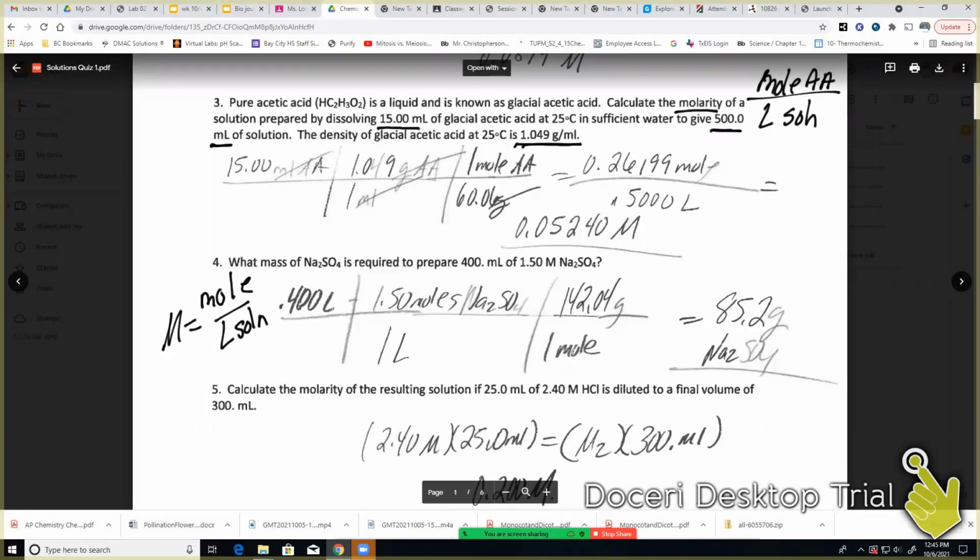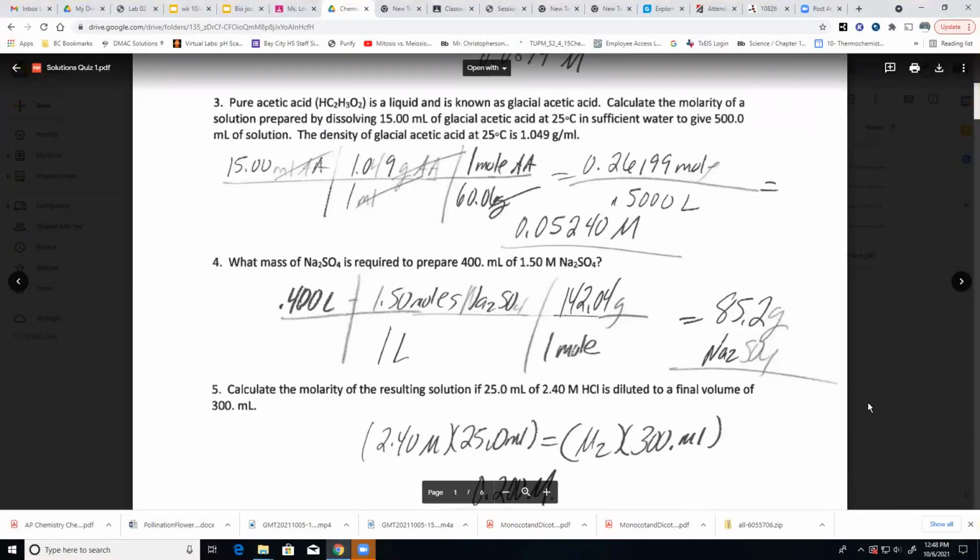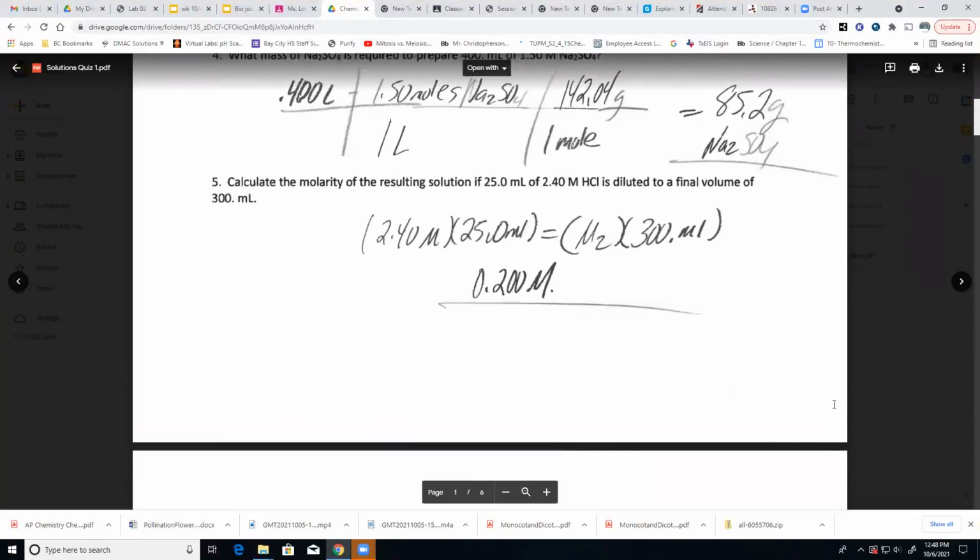No? Okay. We shall move on then. Let's see what we have. Our next one was just a typical dilution one. I feel like most everybody got that. Maybe I had a few people that didn't do the sig figs right.